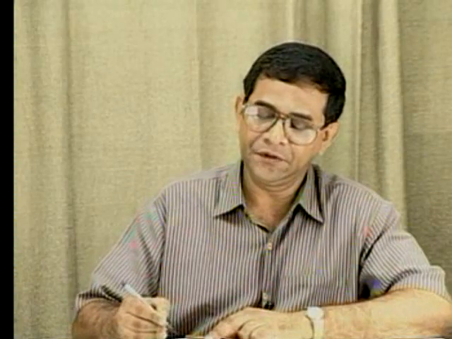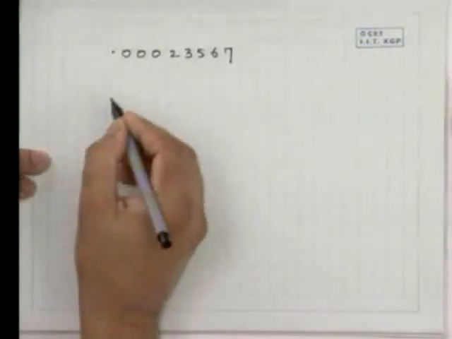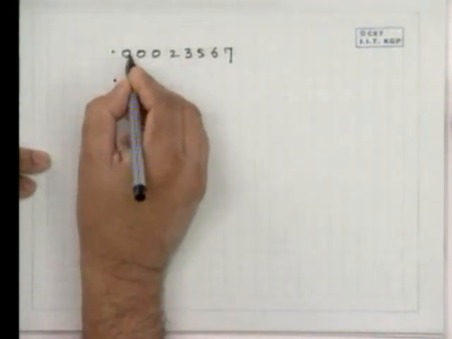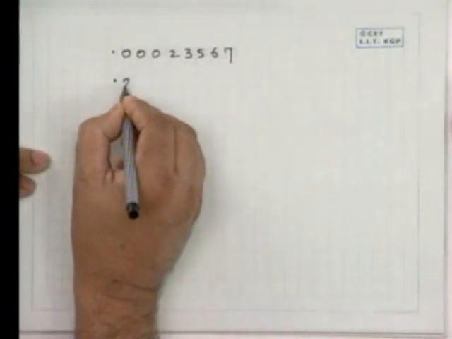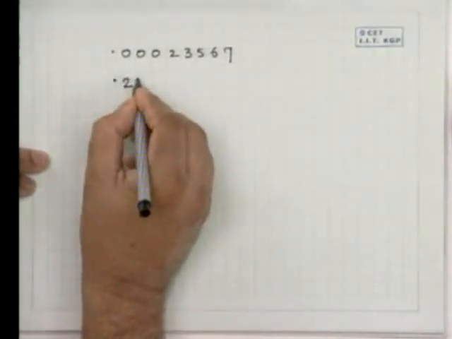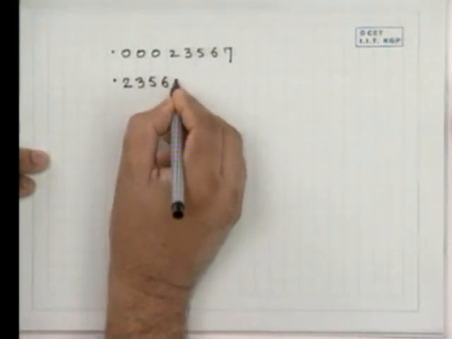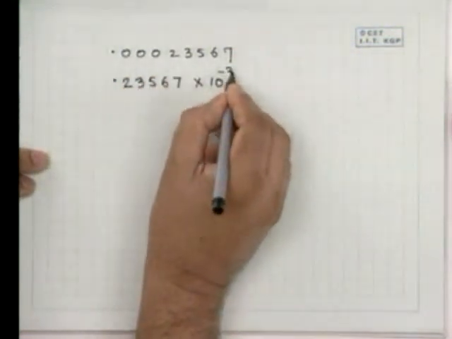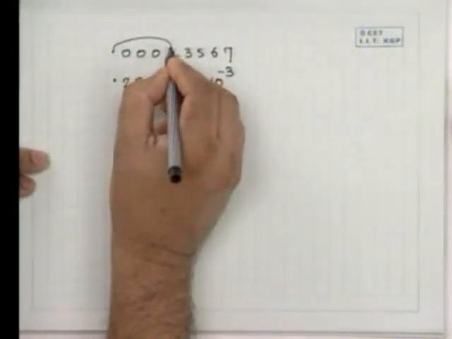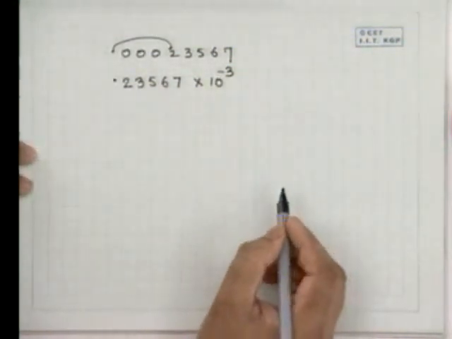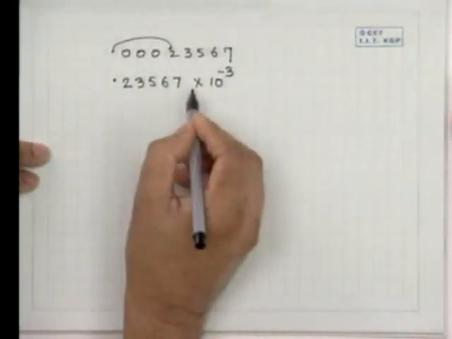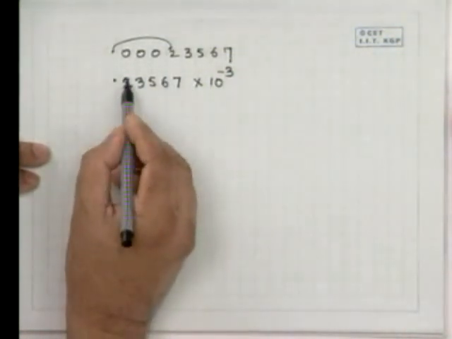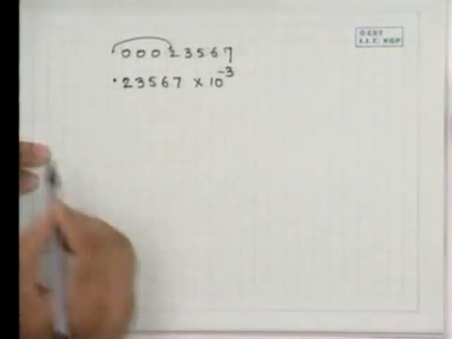As we call it a scientific notation or a normalized notation, we shift out all the zeros and put the dot over here. That's 0.23567 times 10 to the power minus 3, because of this shift. This we call a normalized representation, where the significant digit after the dot is a non-zero digit.